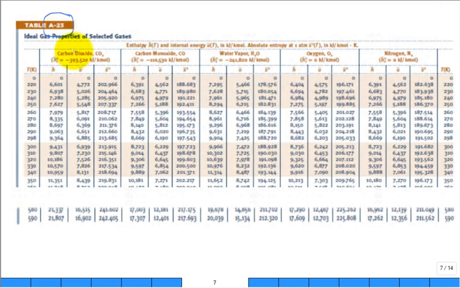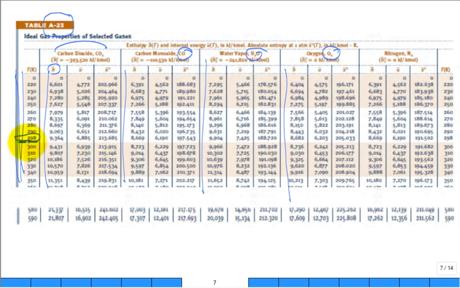You have the carbon dioxide, the molar enthalpy as a function of temperature. You have the carbon monoxide, molar enthalpy as a function of temperature. Water vapor, molar enthalpy as a function of temperature. Here's our oxygen. And so we were looking for 298. There's the 298 right there. So we come over here. We need this value right there.